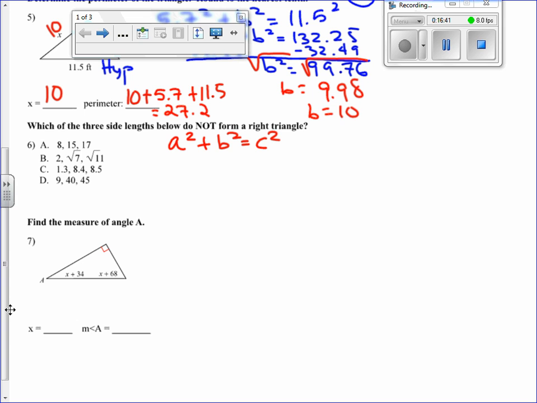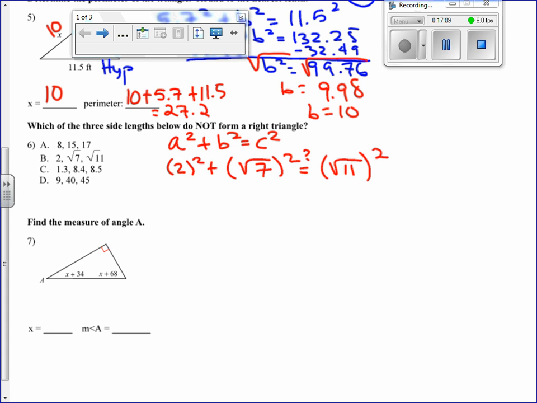You mean the ones with the radical? Okay. So let's start off with b. You fill in the formula. So that's going to be 2 squared plus the square root of 7 squared. And we want to know, does that equal the square root of 11 squared?